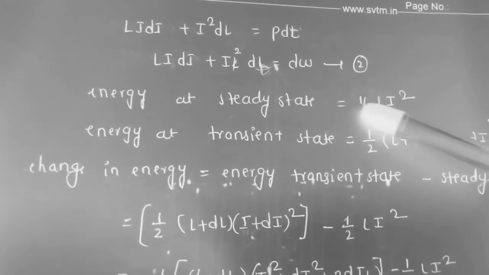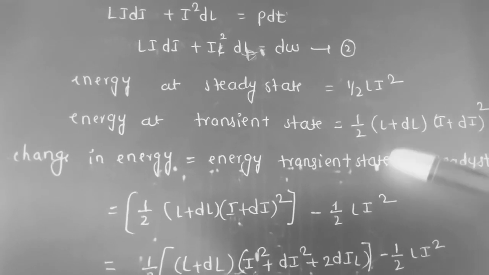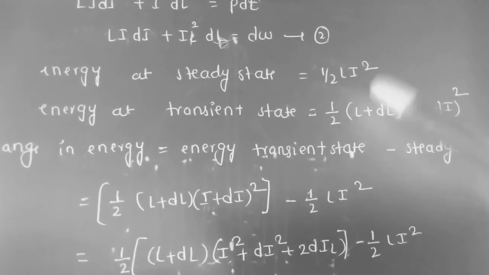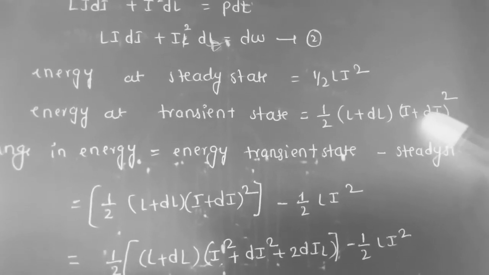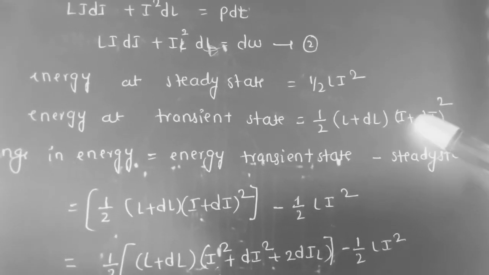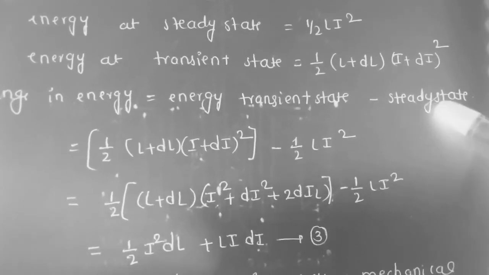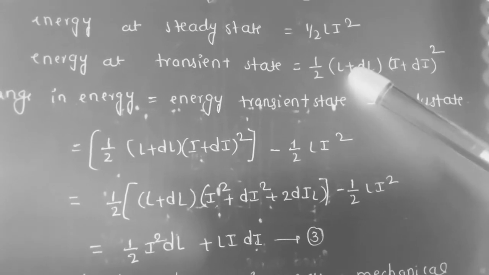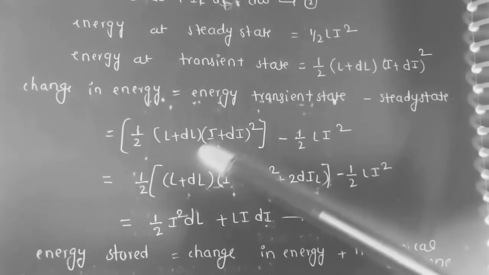Energy at steady state is half L i square; you know that the energy stored in an inductor is half L i square. Energy at the transient state, for a small change in current, is half of (L plus dL) into (i plus di) whole square. If the current changes, the inductance also changes slightly, by dL. Again, change in energy equals energy in the transient state minus energy in the steady state. Now we substitute: energy in the transient state is half of (L plus dL) into (i plus di) whole square, and energy at steady state is half L i square. That is the energy balance equation.